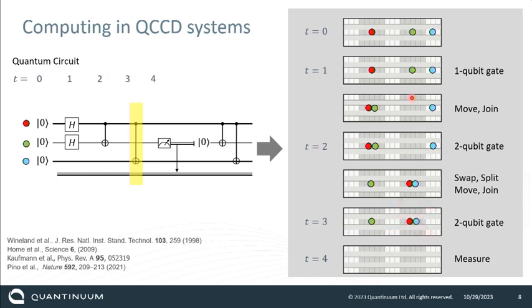Finally, in time step 4, we want to measure the green qubit, but we of course don't want to disturb the information that is on the red and blue qubits. They're separated in different gate zones, so we're already ready to go, and we're able to measure only the green ion without disturbing the red and the blue.